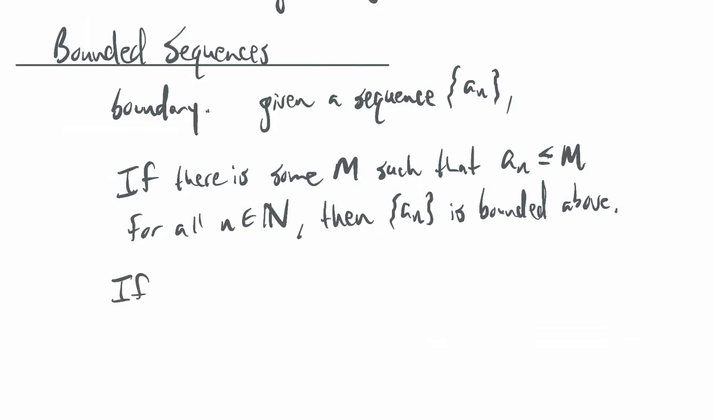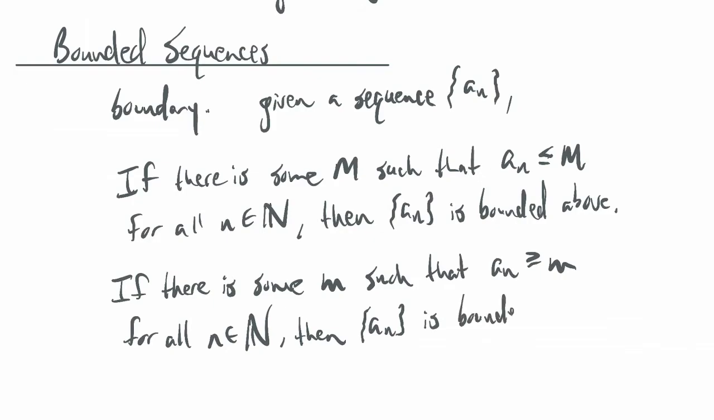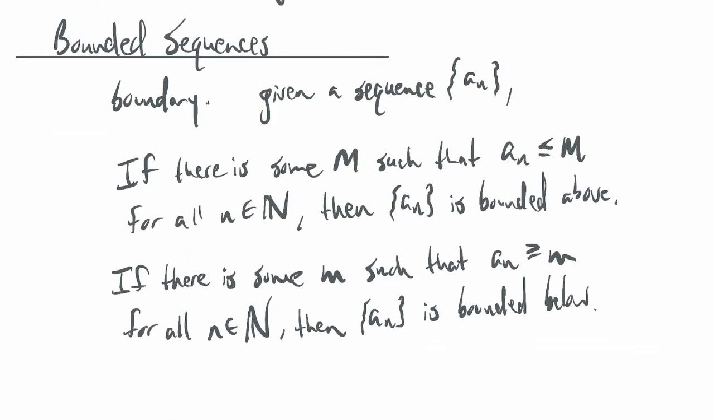If there is some, let's say, little m such that a sub n is greater than or equal to little m for all little n in the natural numbers, then the sequence a sub n is bounded below. And if both are true, we'll just say that the sequence is bounded.